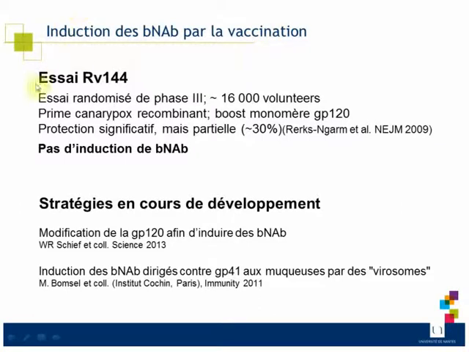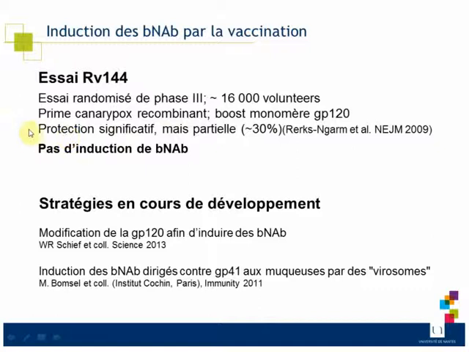So let's have some information from this HIV vaccine trial, RV144. This was a phase 3 trial. It enrolled 16,000 volunteers, and about 8,000 people got placebo, 8,000 people got the vaccine. The vaccine was a recombinant canary pox, which was boosted by monomeric GP120. So you might expect that you're getting some kind of antibody response against GP120 here.